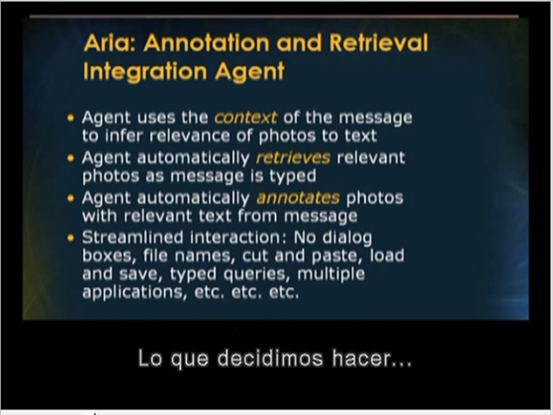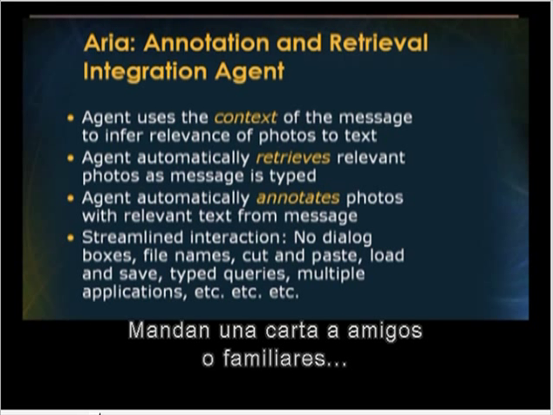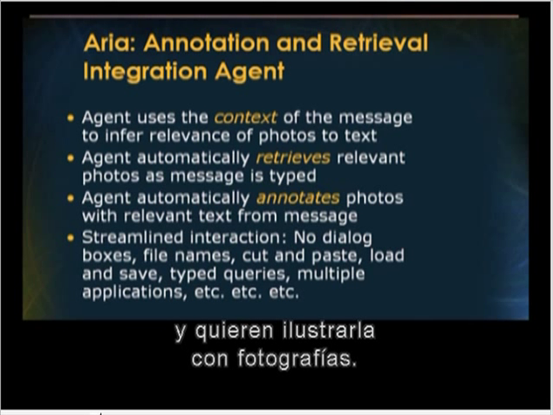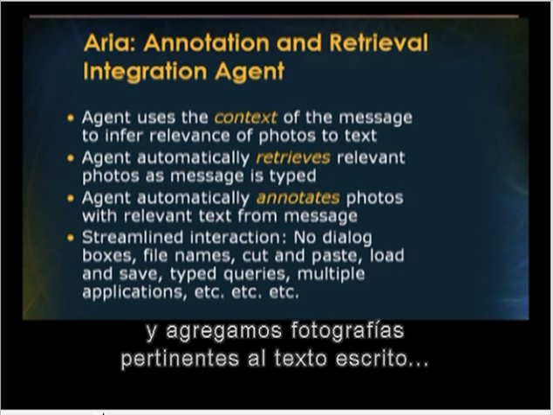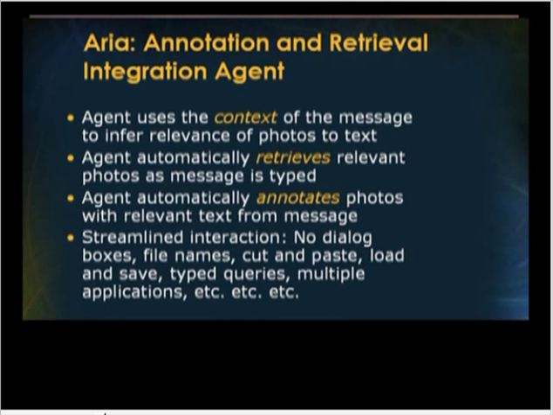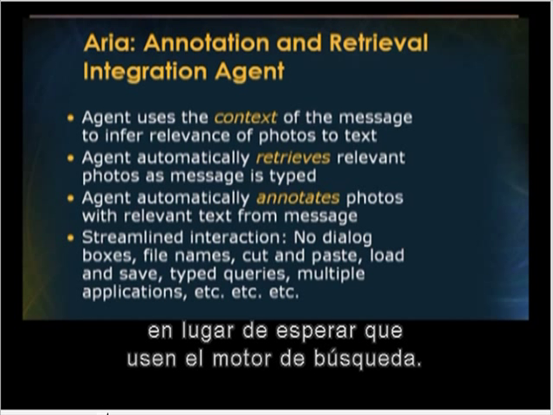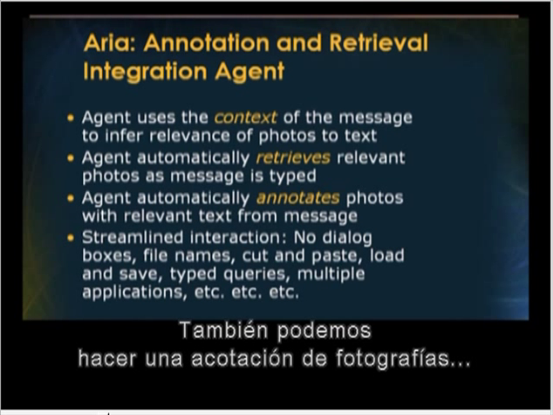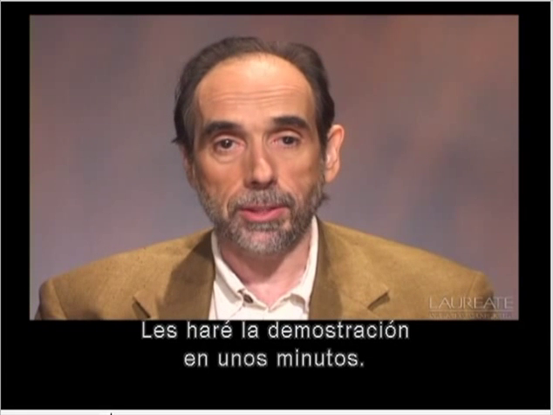But what we decided to do was understand that people often use digital photographs in storytelling. You send a letter to your friends or your family about some event, and you like to illustrate it with photographs. So we use the context of the message to infer the relevance of the photographs to some text that you're typing. We try to retrieve relevant photographs as the message is typed continuously, rather than wait for you to type in a query and use a search engine. And then we can also annotate photographs from relevant text from the message. And I'll show that in just a second with a demonstration.